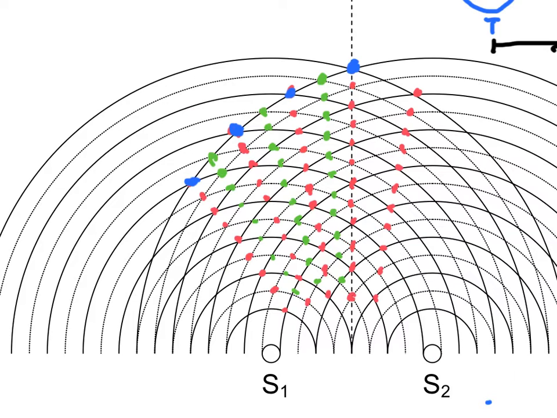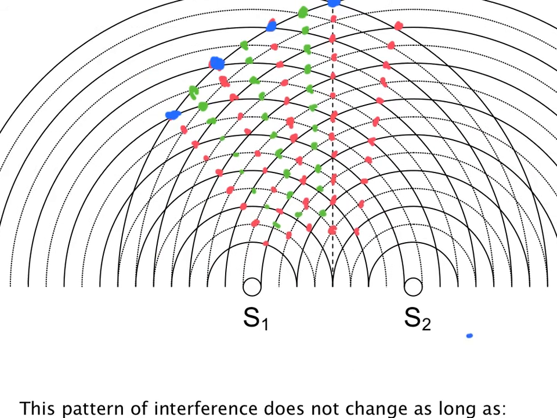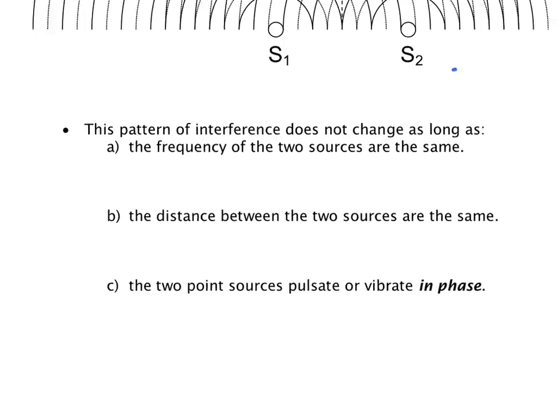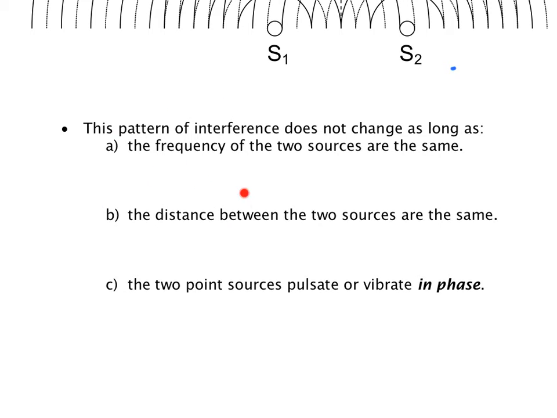And it turns out that we can come up with a simple equation to talk about the path difference that causes this constructive and destructive interference. One thing I would like to point out, though, is that this pattern can be seen for any type of wave, and the wave pattern that you see is always going to be identical as long as these three things are always true. The frequency of the two sources are always the same. That means the frequency of the wave at S1 and S2 cannot change. The distance between the two sources remains the same or constant, and the two point sources are always vibrating in phase. Okay? Now let's turn the page over to the other side.